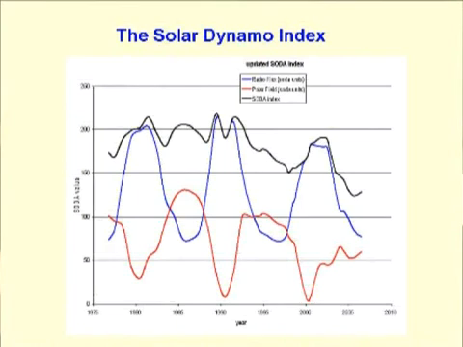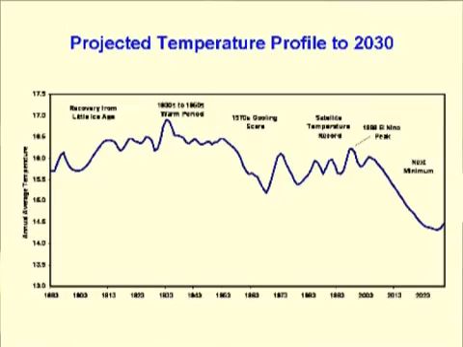Combining the rural US data set we saw earlier and the projected temperature decline in response to weak solar cycles 24 and 25, this graph shows the expected decline to 2030. The temperature decline will be as steep as that of the 1970s cooling scare, but will go on for longer.